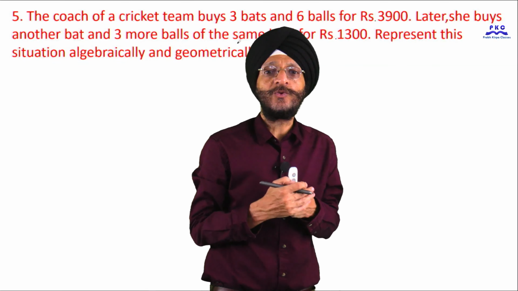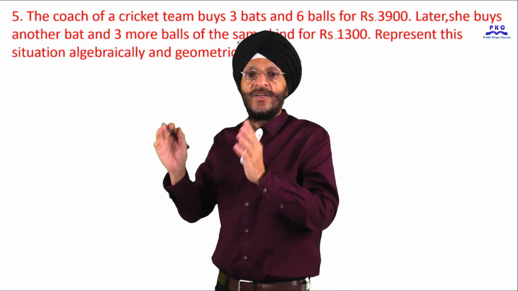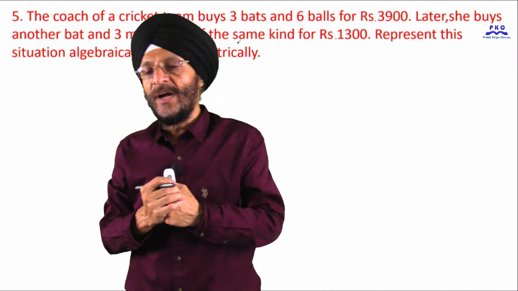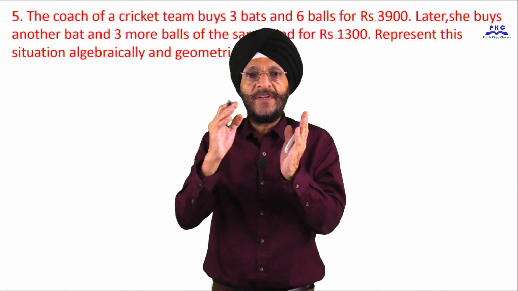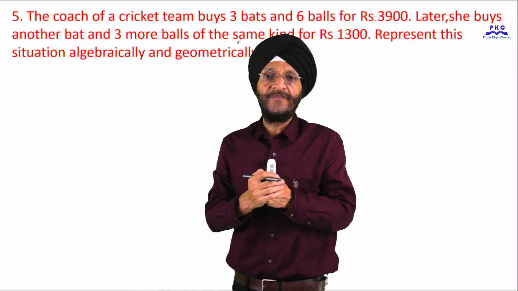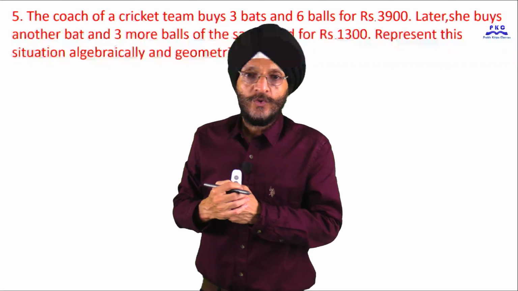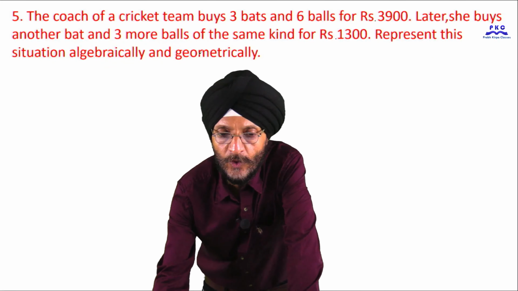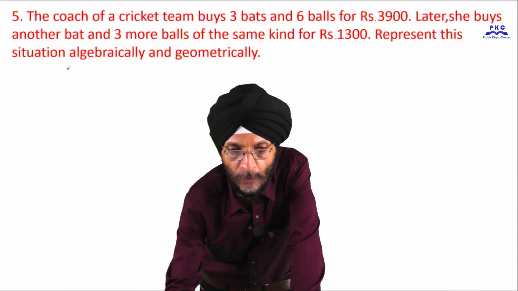Now here in this question, the cost of one bat or one ball is not given. We may also add that this question pertains to the pair of linear equations in two variables. That is, one variable may be x, the other may be y. So here, when the cost of one bat and one ball is not given, we will assume it.